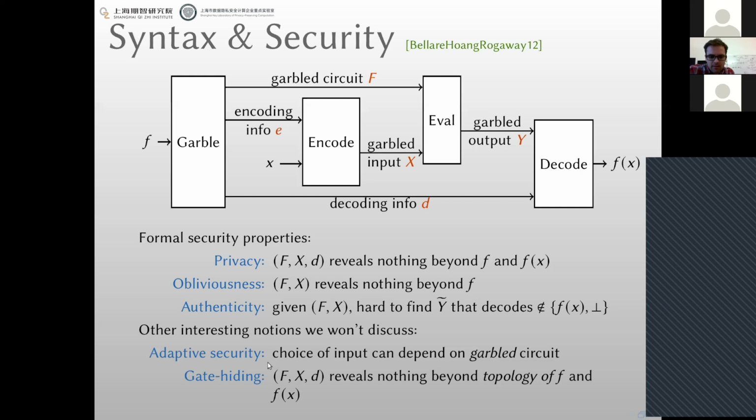Sometimes you want to hide what types of gates there are in the circuit. Sometimes you want to allow an adversary to choose inputs to the circuit after seeing the garbled circuit. These definitions say that you have to first choose the input X, and then you get to see the garbled circuit. But in some situations, you have to give the garbled circuit first, and then the adversary can choose X. So you need a stronger security definition.